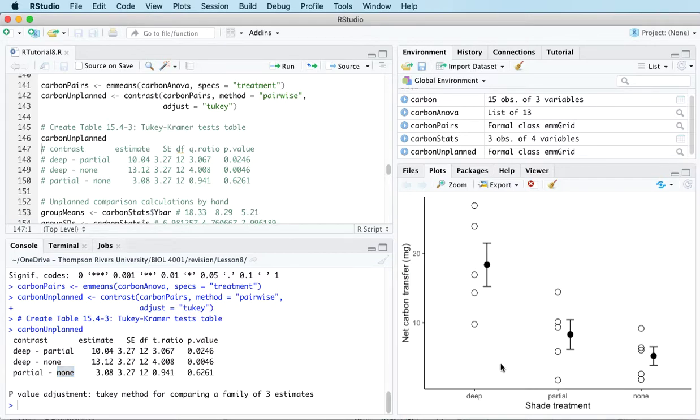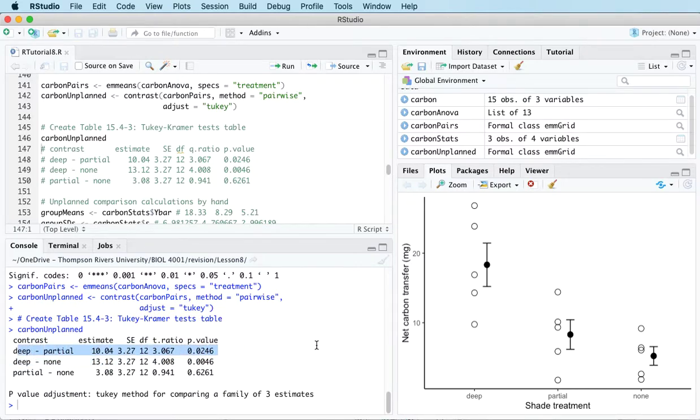So coming back to the strip chart here, does that seem to jive with our Tukey Kramer tests? So one way that we can summarize what we just determined using the Tukey Kramer tests is to assign letters to the different levels according to whether or not we were able to reject the null hypothesis in each case. So let's go through this one by one.